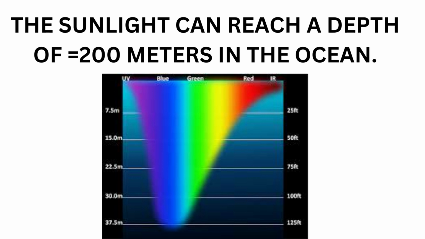And sunlight can reach a depth of 200 meters in the ocean. So sunlight is useful for all living beings, but it is just as important for marine life, because marine life can also consume sunlight. So sunlight can reach up to a depth of 200 meters.